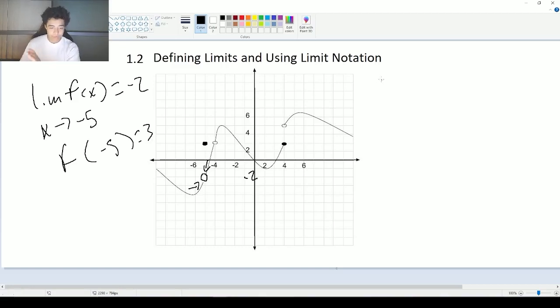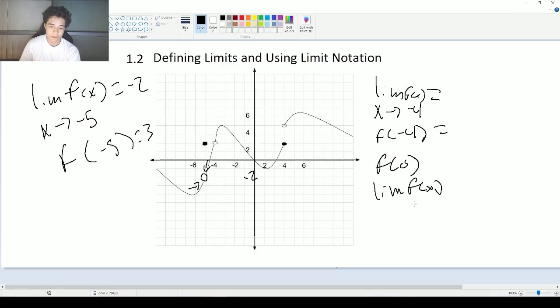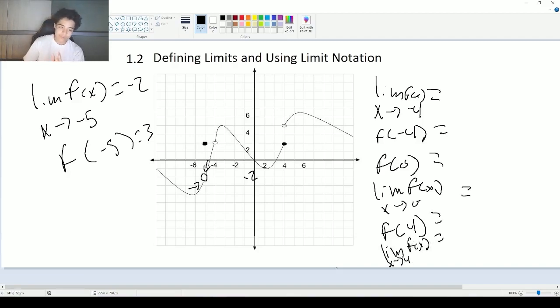I'm going to let y'all do the rest of these. I'm just going to write them. So if you have the limit when x is approaching -4, f of -4, f of 0, the limit of f of x when x is approaching 0, f of 4, and the limit as x approaches 4 of f of x. These last two are going to be a little bit tricky. Pause the video now if you want. Solve them. I think this concept is pretty simple.